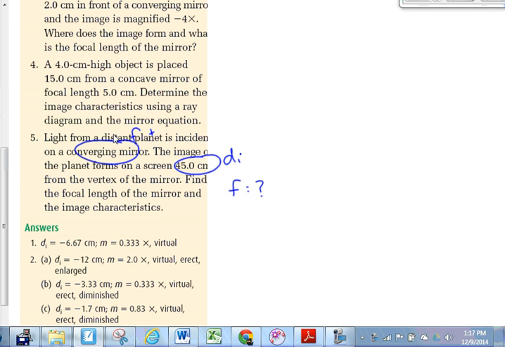That doesn't seem like a lot. What do we know about the object, though? What do we know about this star or this planet that's out there? Okay, we know that it's really far away. And if it's really far away, if DO is really, really big, then 1 over DO will be really, really small, close to 0, right?